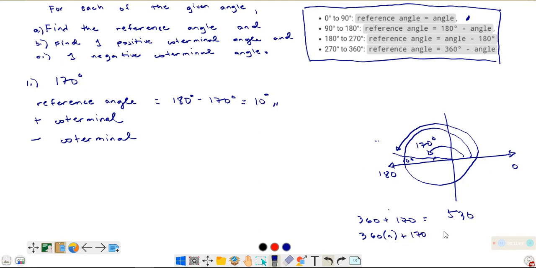Tapos i-add natin yung given angle na 170. Halimbawa, gusto natin 9 revolutions. So, 360 times 9 na revolution plus 170. Ilan yan? So, 360 times 9, 3,240 plus 170, meron kang 3,410 degrees. And you are sure that this is coterminal with 170 degrees. So, ang mga pwede ay 530, 3,410 degrees, and so on. Madami sila. Depende dun sa number of revolutions that you wish to have.